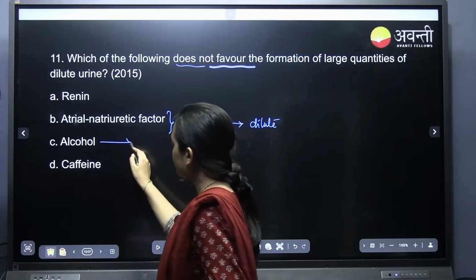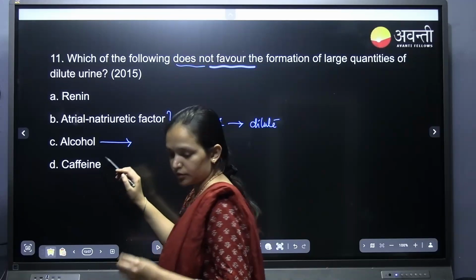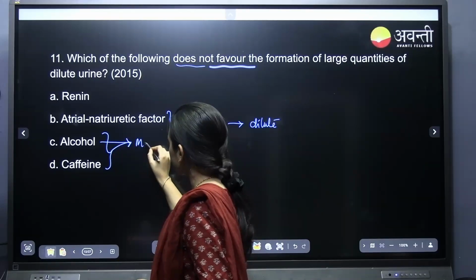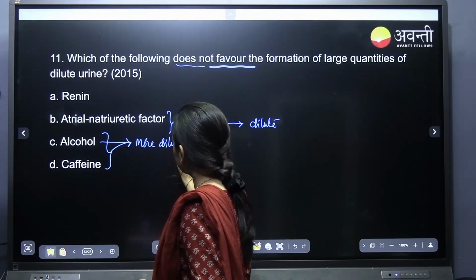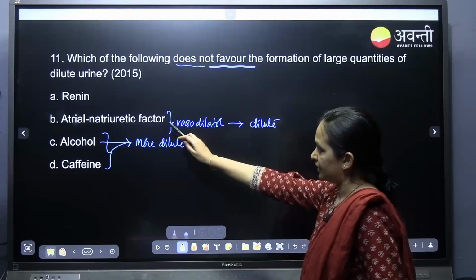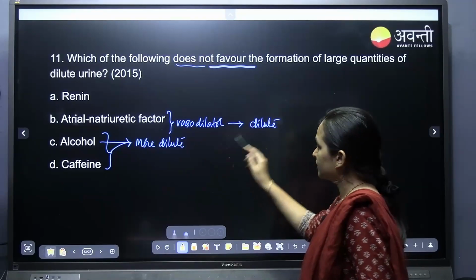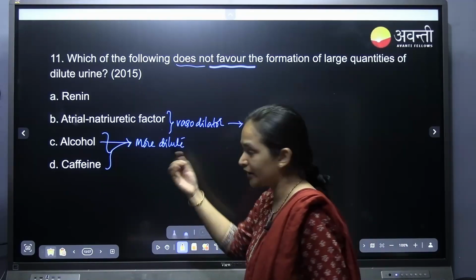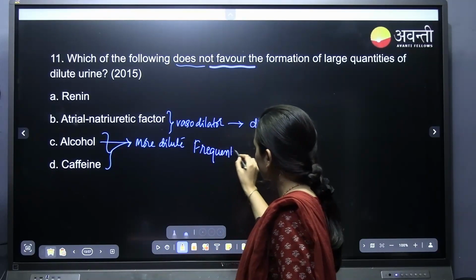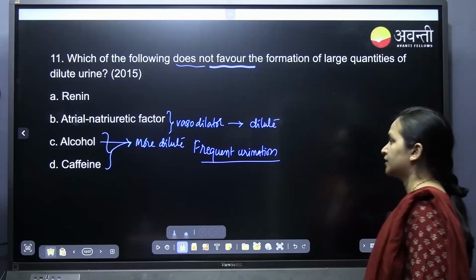Alcohol, actually, when people consume alcohol and more caffeine, that is coffee, you feel like more urination, right? More dilute. So the urine becomes more dilute. So ANF, that is atrial natriuretic factor, alcohol, caffeine, actually give more dilute urine, frequent urination. More dilute means frequent urination.